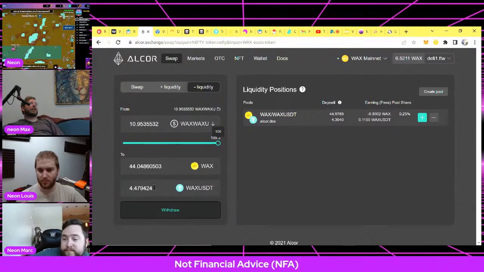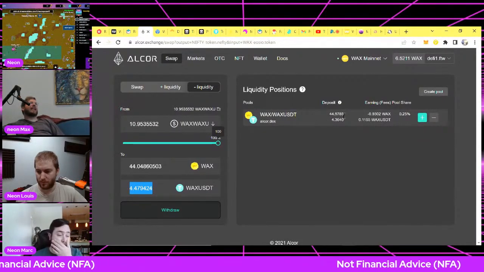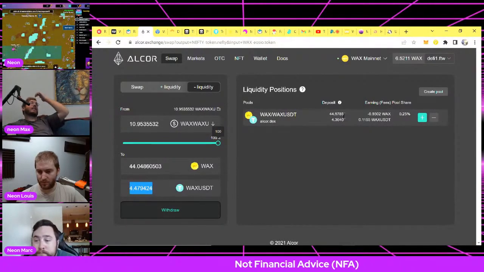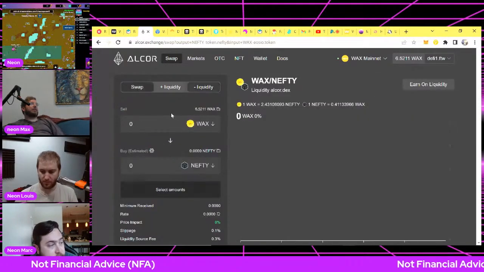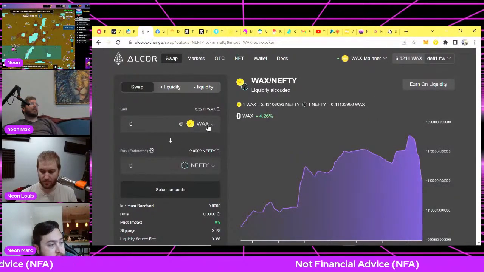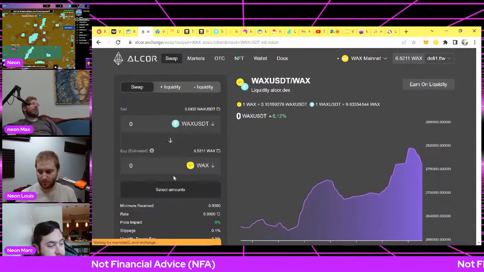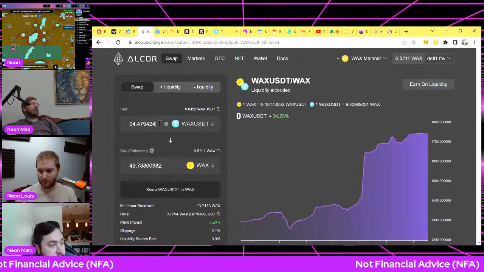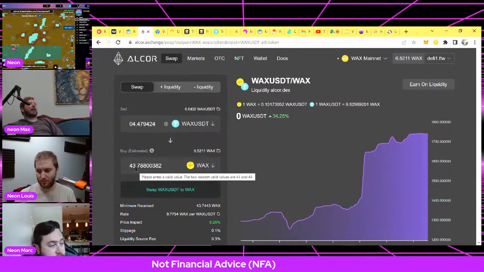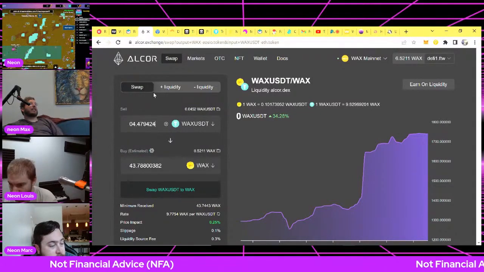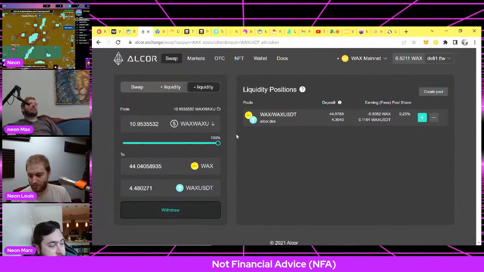So let's take a look here. We started with about 88, 89, let's say 90 WAX-ish. If I take this right now and go to swap, and take a look at what I can swap that for, WAX USDT, I would get 43 back, so then I would be at 43.788 plus 44.